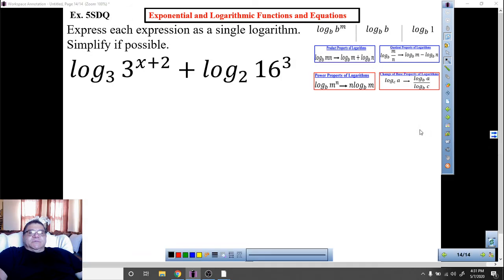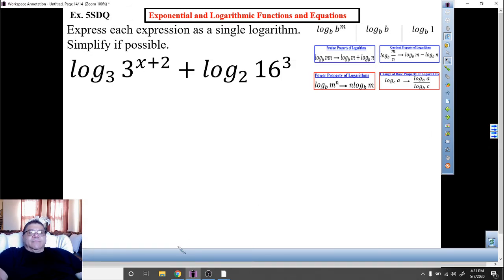Alright, so let's do this one together. Let's take it by parts. First of all, we have plus, which means it's implying what? Product property. However, that only works, look at this, if they both have the same base. Do both these have the same base? No. Okay. So that means I'm going to focus right now here.